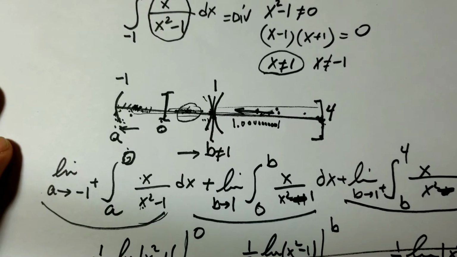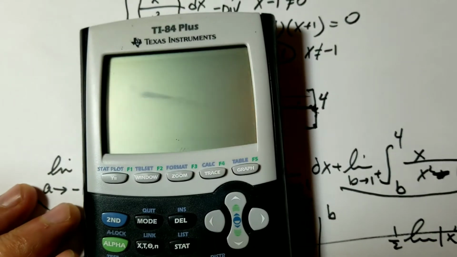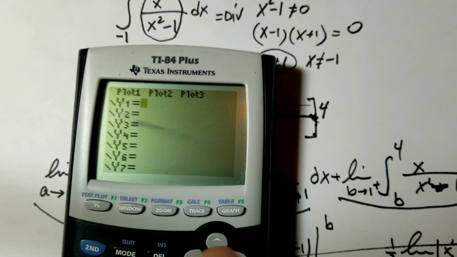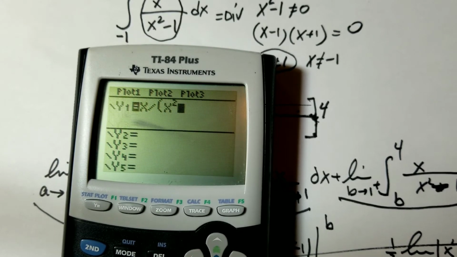And somebody said, I don't trust you. I said, that's fine. Don't trust me. You trust the calculator because you probably wrote the program. I put x divided by, not times, divided by, open parenthesis, x squared minus 1.